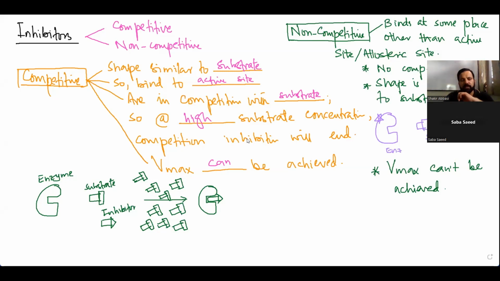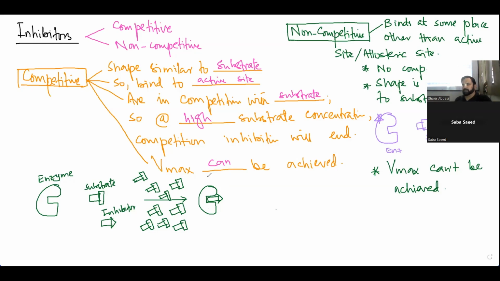Can you see? I hope it's visible now. Look, if we increase the concentration of substrate, imagine this one is the substrate, this guy is the inhibitor. If you increase the amount of substrate too much, then what would happen? The substrate will bind to the active site, the inhibitor won't bind. So the competition will be won. All the enzymes could bind to substrate only if we increase the amount of substrate too much.